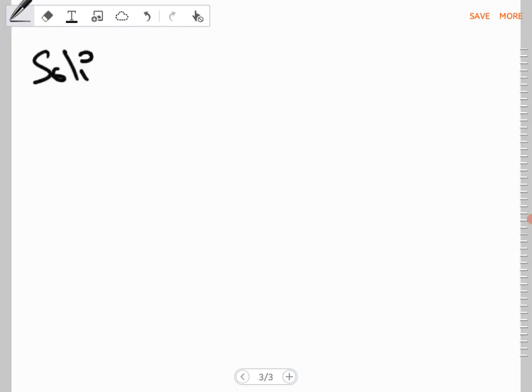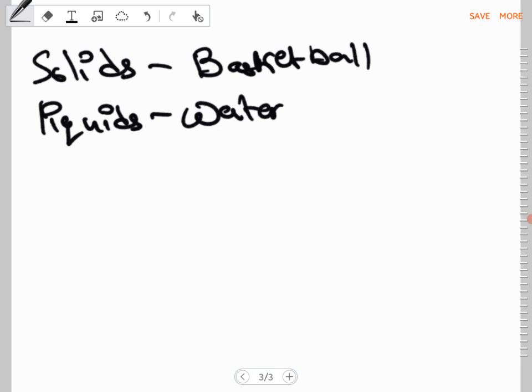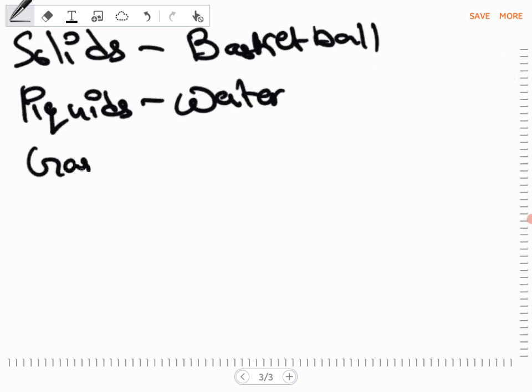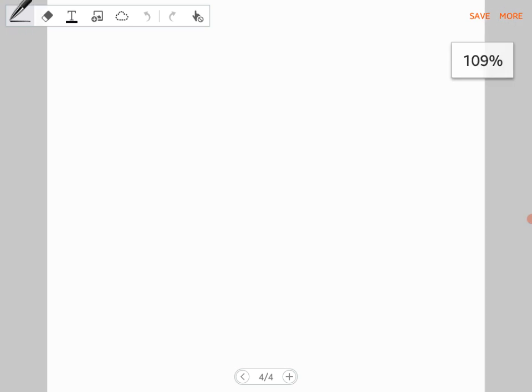Examples of solids are gonna be a basketball. Liquid is obviously water, and gas is gonna be anything like the air around you or oxygen, to be precise. Those are the three states of matter.